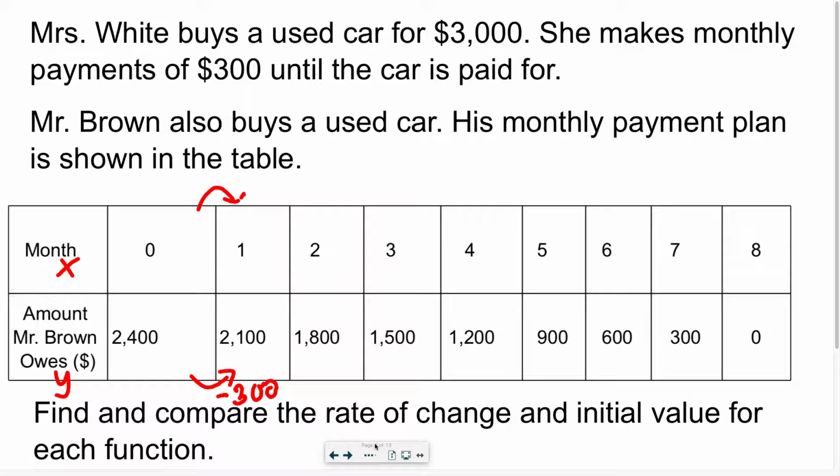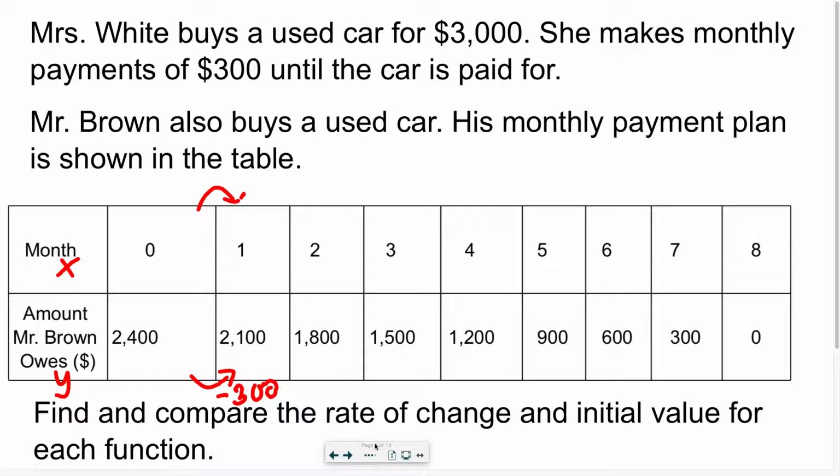Now let's take a look at Mrs. White. What is her initial value? It says Mrs. White buys a used car for $3,000. She makes monthly payments of $300 until the car is paid for. What is her initial value? And this has been your strength. Like yesterday's DOL, your strength was that you could read the scenario and identify. We need work on the tables and the graphs. That's where it gets a little tough.